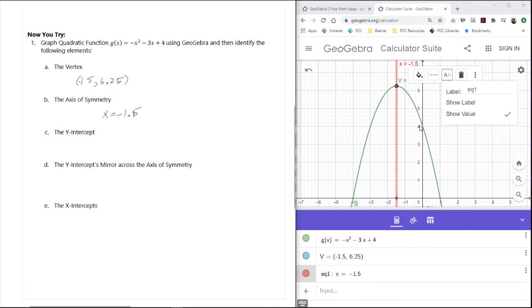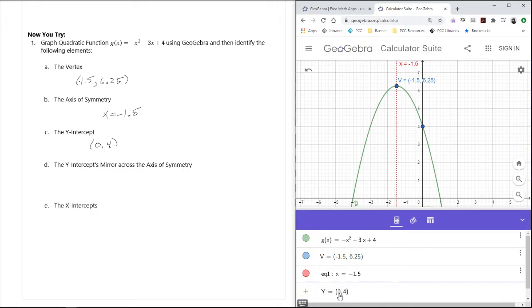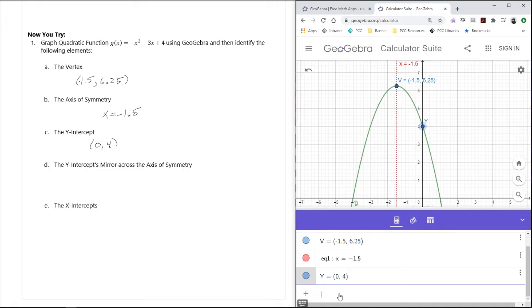And then we want the y-intercept. So over here on the graph, I can click on where the parabola crosses the y-axis and see that it is the point 0, 4. For this problem, the mirror of this is pretty easy to find. It's at a nice whole number here. So let's real quick put the y-intercept. So y equals 0, 4. And get the label on that as well.